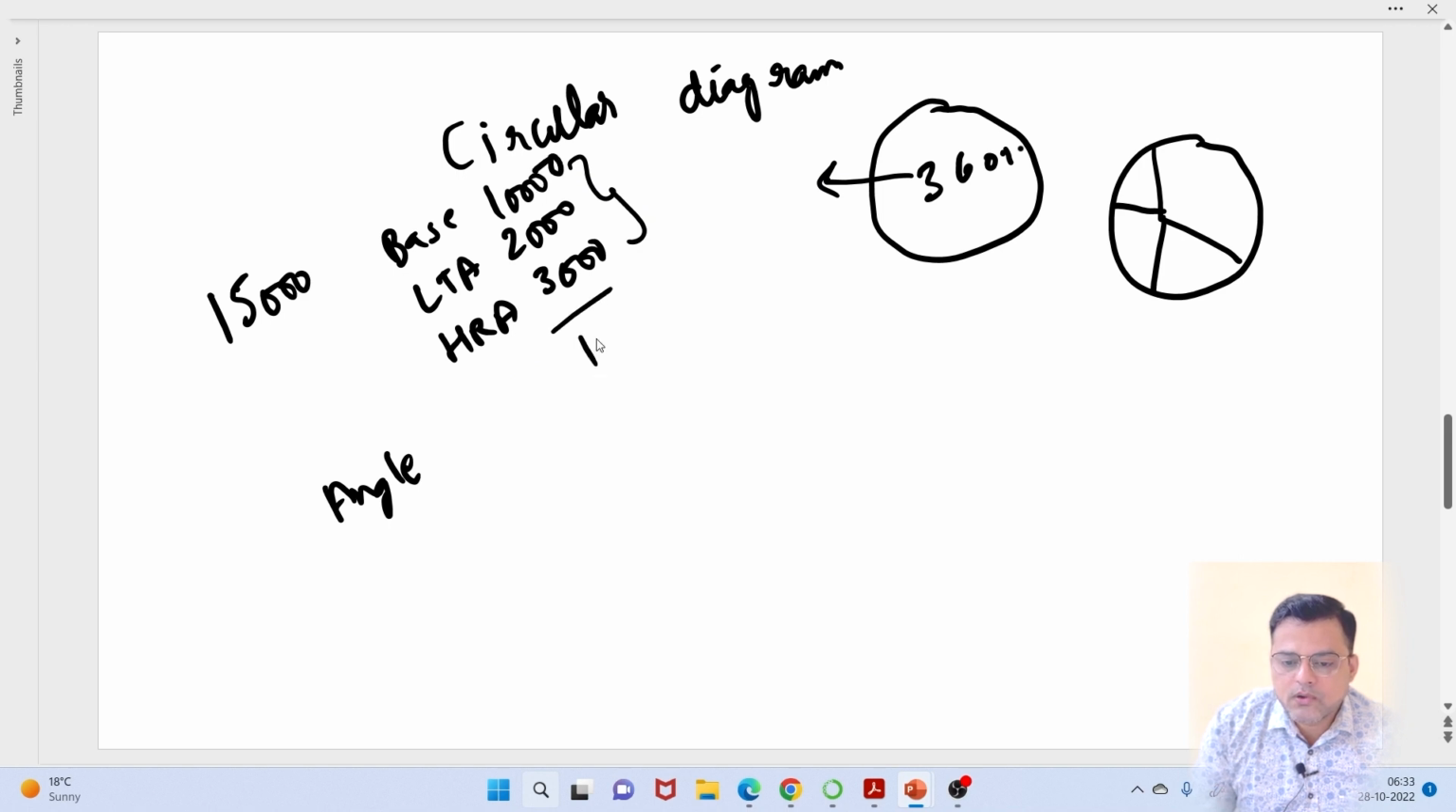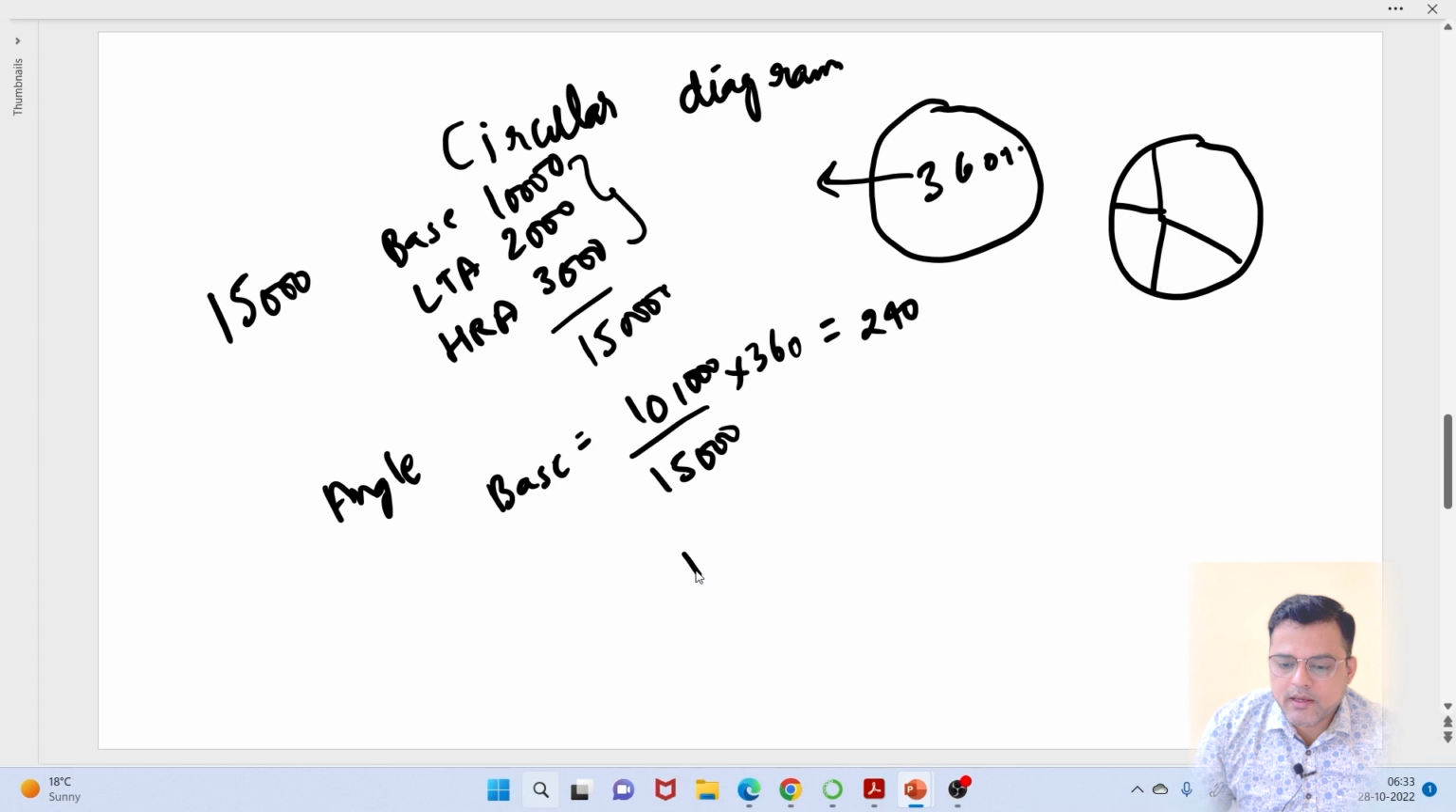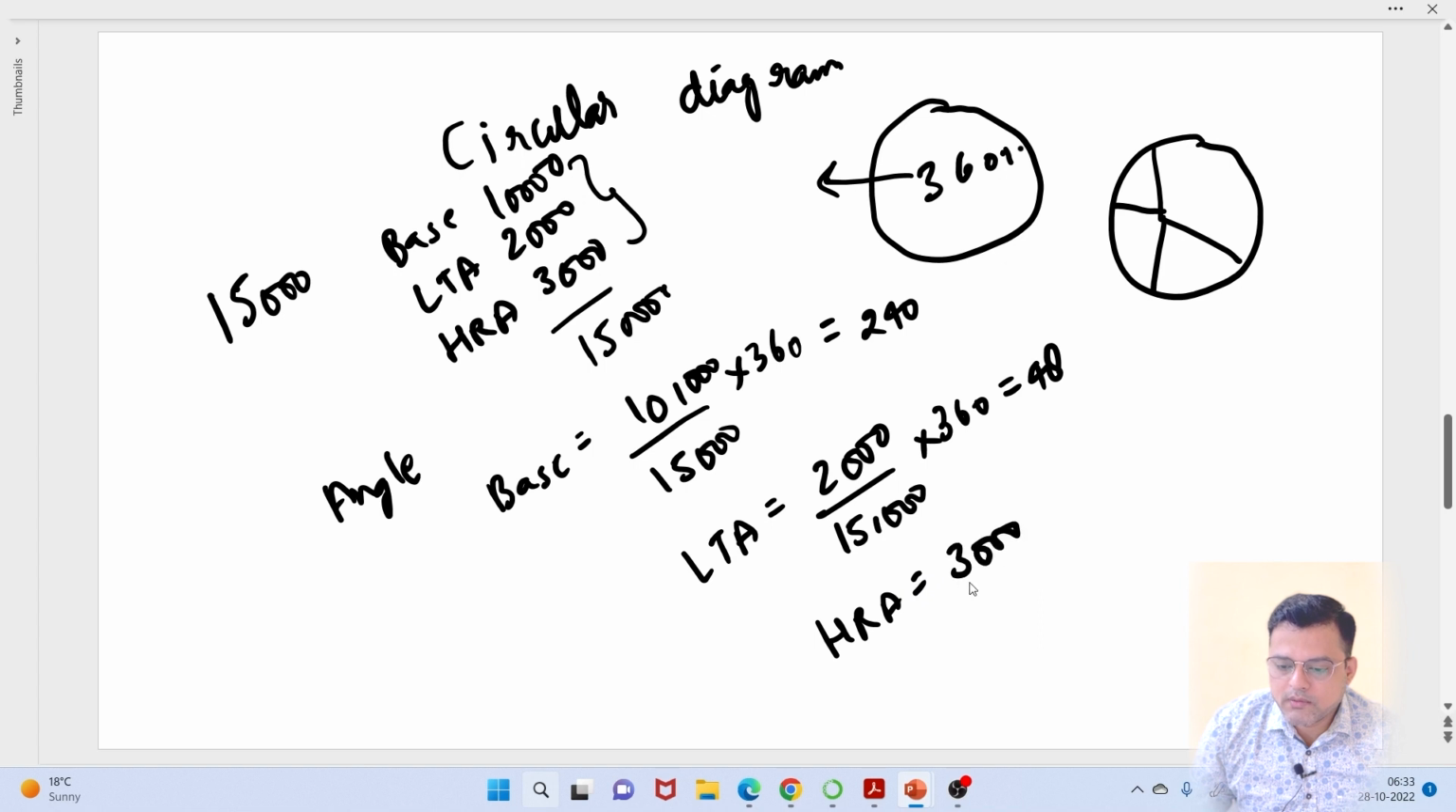So my base angle will be 10,000 divided by 15,000 into 360, which is equal to 240. And then my LTA will be 2000 divided by 15,000 into 360, which will be 48. And then HRA will be 3000 divided by 15,000 into 360, equal to 72.